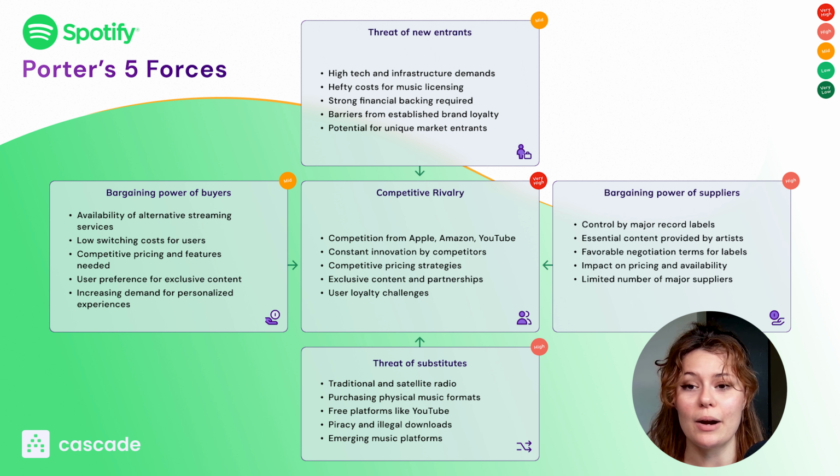Then there's the bargaining power of buyers. It's moderate due to the availability of alternative music streaming services, which increases users' leverage. Users can easily switch between platforms due to low switching costs, forcing Spotify to offer competitive pricing and features.